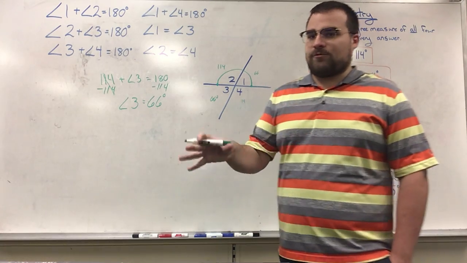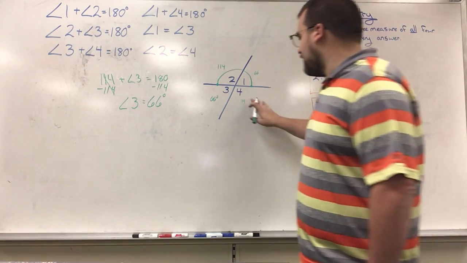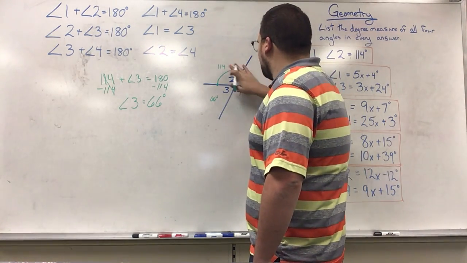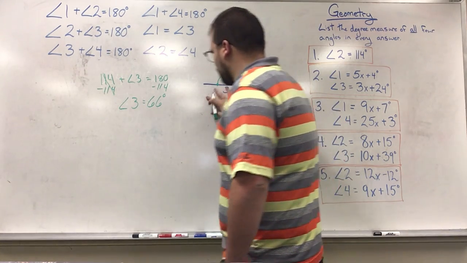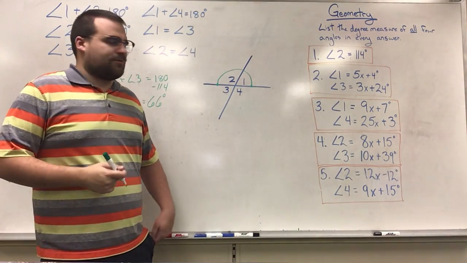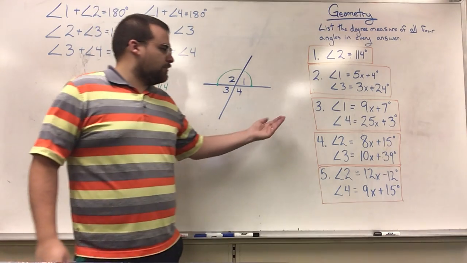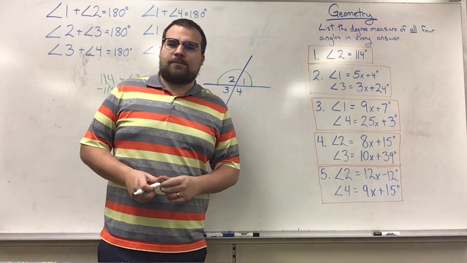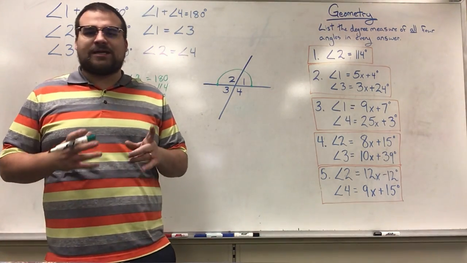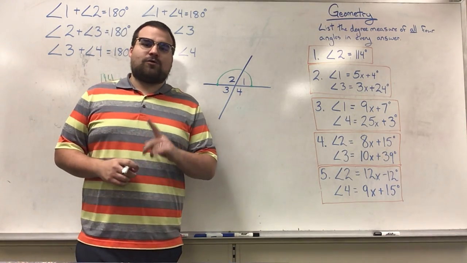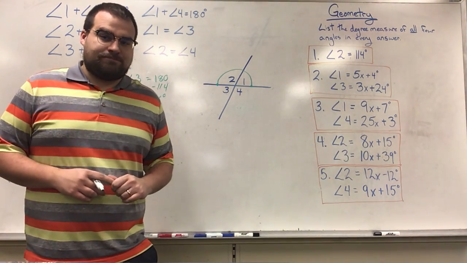Now it can be a little more difficult when there are x's involved, when we have problems like these other ones that I have written here. So let's check those out. Let's try one of those. Let's just choose a random one. Let's choose, I don't know, number 3. Number 3 says angle 1 is 9x plus 7, and angle 4 is 25x plus 3.